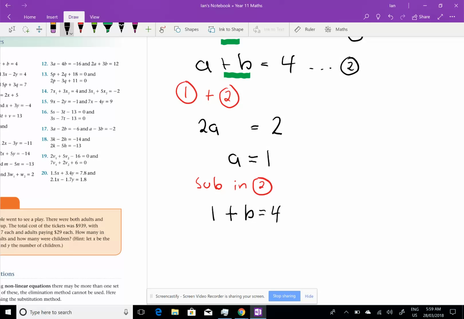1 plus B equals 4. Minus the 1, and I'll get b equals 3. So now I've got my solution. A equals 1, b equals 3. I used equation 2 to get the b.